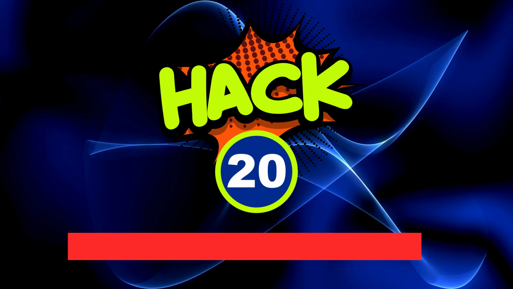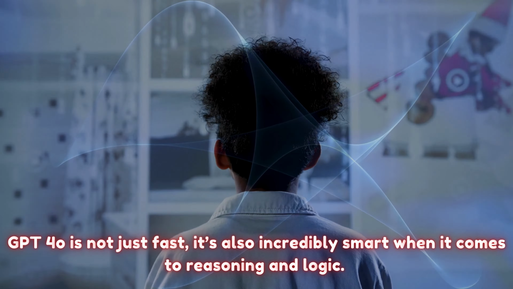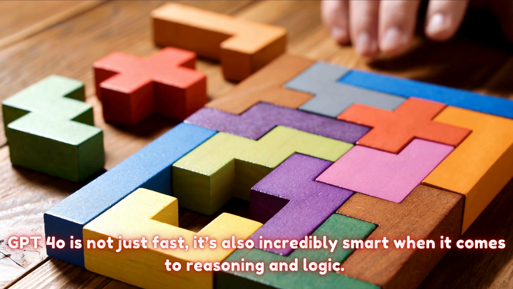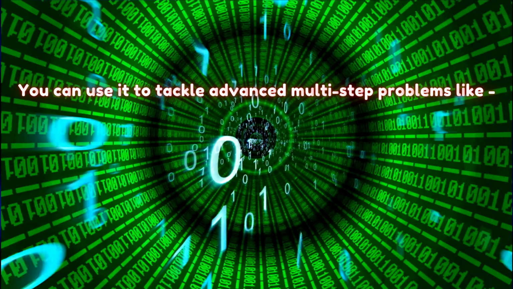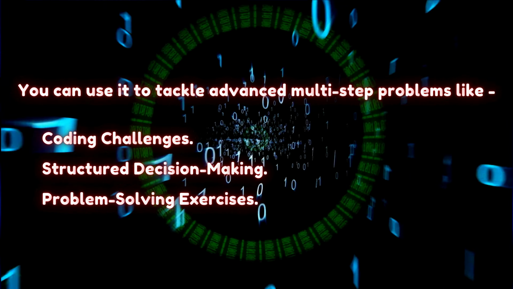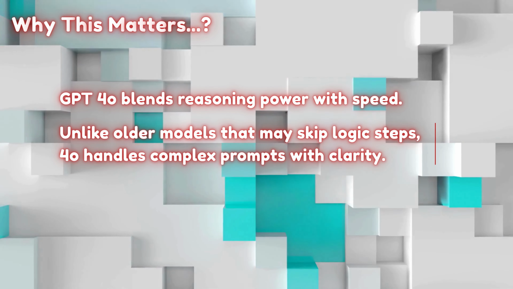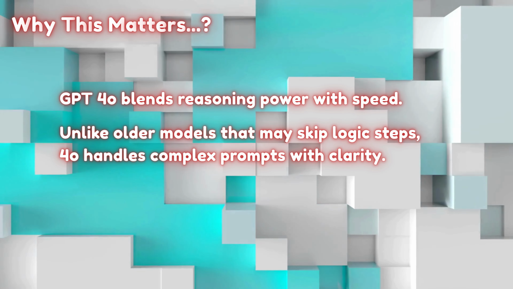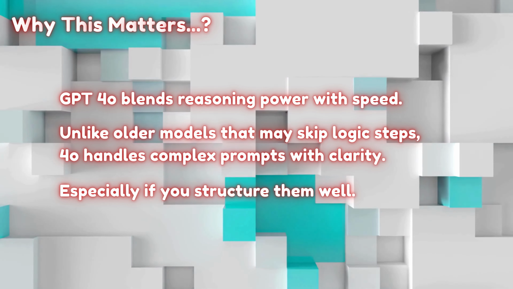Hack 20. Advanced reasoning with GPT-4o. GPT-4o is not just fast, it's also incredibly smart when it comes to reasoning and logic. You can use it to tackle advanced multi-step problems like coding challenges, structured decision-making, or problem-solving exercises. Why this matters? GPT-4o blends reasoning power with speed. Unlike older models that may skip logic steps, 4o handles complex prompts with clarity, especially if you structure them well.